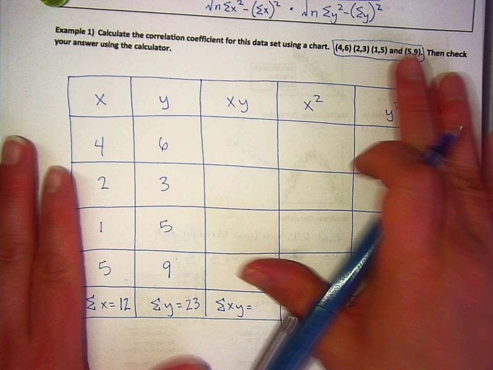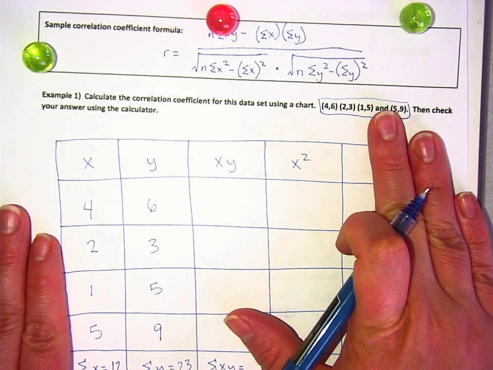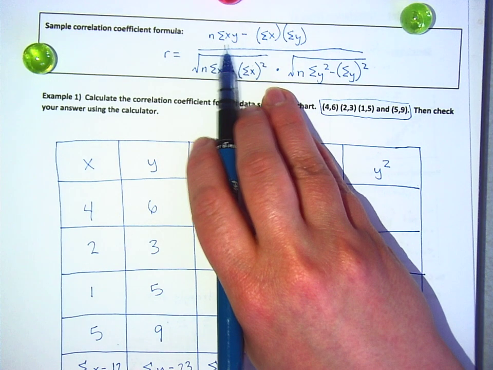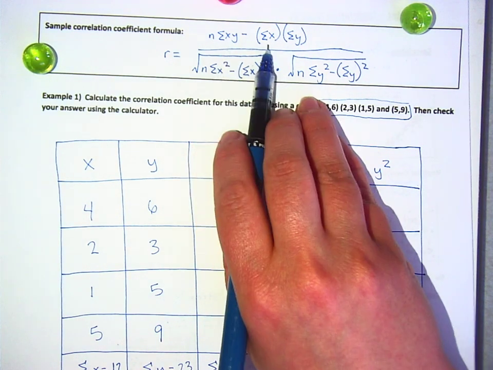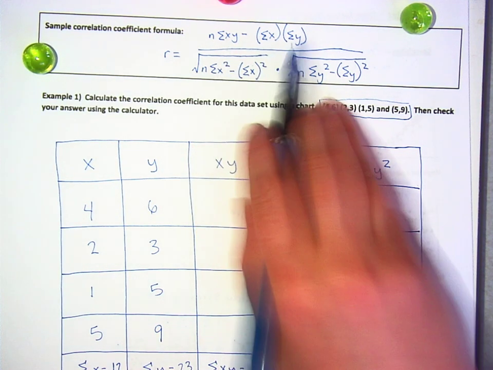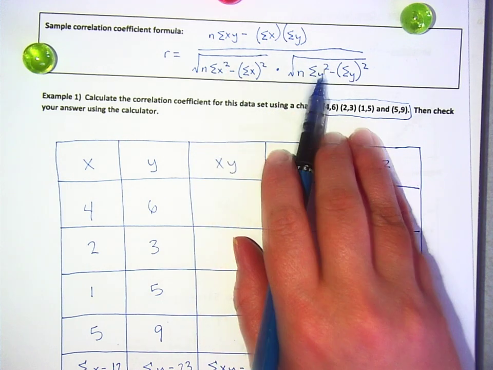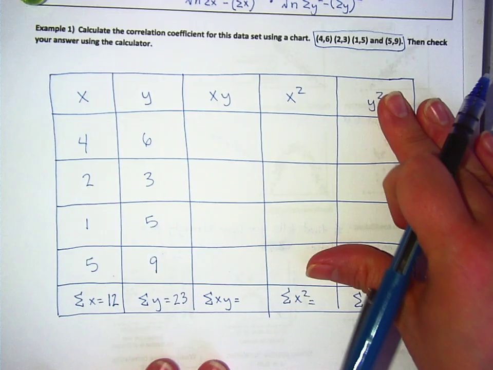Okay, now I made this chart because I'm looking at this formula and thinking, okay, you see how we're going to need a summation of all of the x times the y's? So that's why we have to do that. We need a summation of the x's, summation of the y's. We just did that. We're going to need a summation of the x squareds and a summation of the y squareds. So that's why I have all of this stuff that we're going to get.